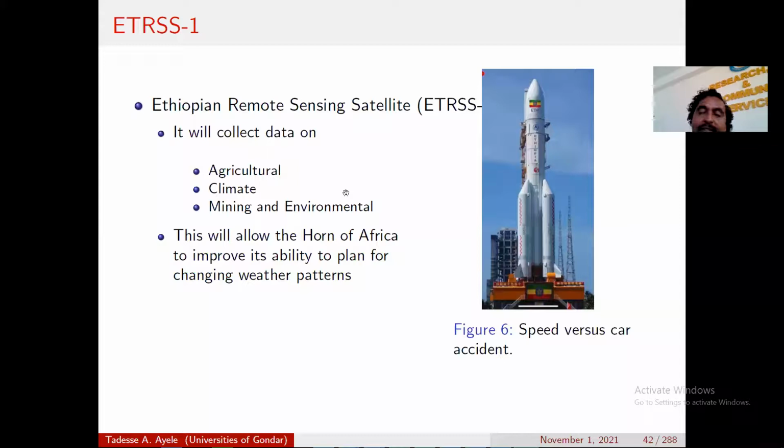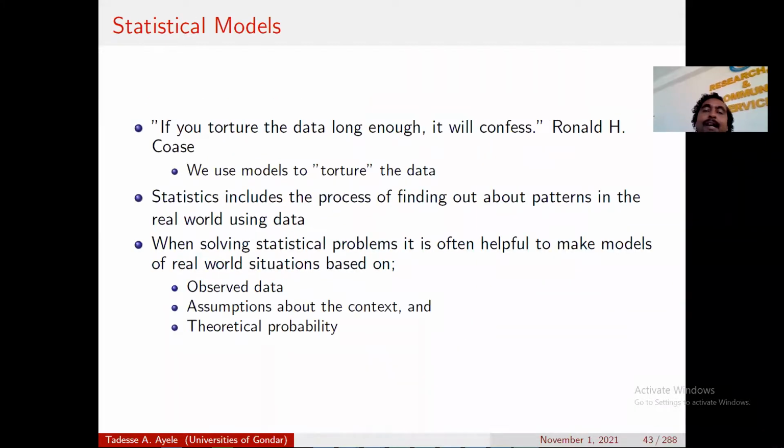እንግዲህ እያንዳንዱ ሀገር ሳተላይት የሚያስመነጥቀው ዴታ ኮሌክት ለማድረግ ነው ማለት ነው። So statistical models, once we have data, then we can talk about the models. There is a principle by Ronald Coase: if you torture the data long enough it will confess. Which means we use models to torture the data. By analyzing the data, we can generate evidence.